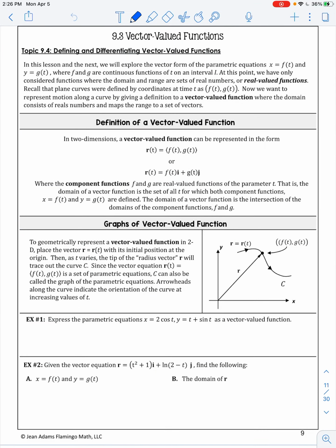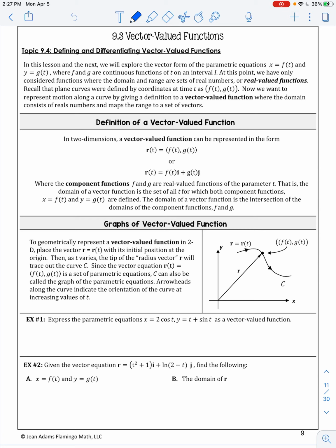9.3 Vector Valued Functions. In this lesson and the next, we will explore the vector form of the parametric equations x equals f of t and y equals g of t, where f and g are continuous functions of t on an interval I. At this point, we have only considered functions where the domain and range are sets of real numbers, or real valued functions.